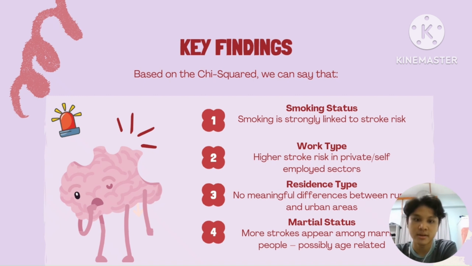And lastly, marital status shows a very strong association with the lowest p-value out of the four. Interestingly, stroke is more common in people who are married. However, we can't say for sure, as it is likely that this relationship is also confounded by age, since older people are both more likely to be married and at more risk of stroke. So while the association is significant, we can't say for sure that marriage causes stroke. It's probably linked through another factor like age.